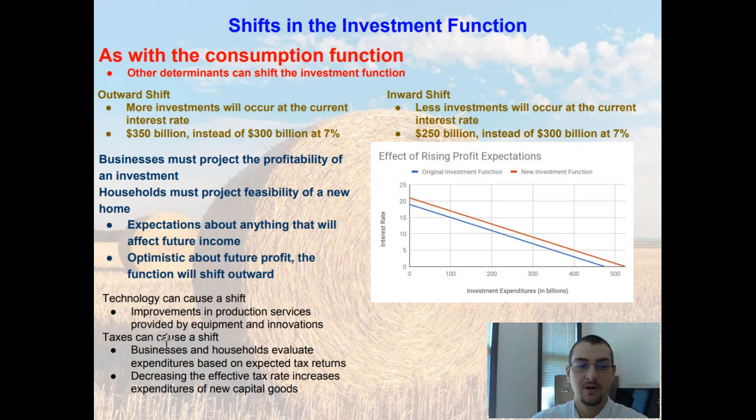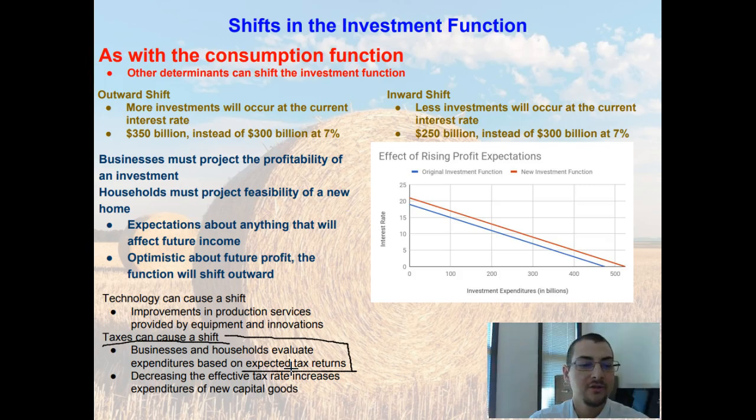So we also talked a little bit earlier, taxes can cause a shift. You see, businesses and households will evaluate their expenditures based on their expected tax returns. So you often hear about different tax cuts and tax incentives. Well, that's going into this aspect. In agriculture, they have different tax cuts, one of which I believe is called Section 179. Don't quote me on that, but I believe that's what it's called, where you can actually depreciate the full amount of your investment in year one. And basically what that means is you get to have a tax write-off on that piece of equipment in year one, reducing your taxes. And that actually encourages you to go out and invest more in your business.